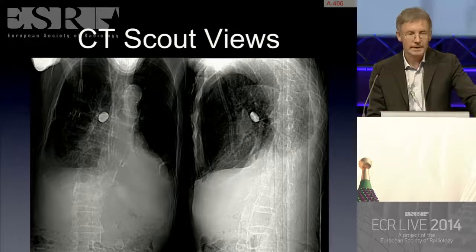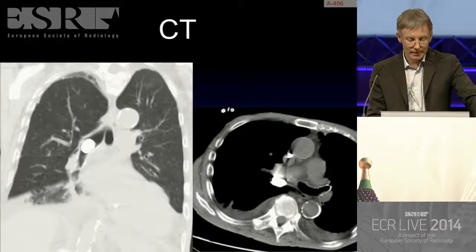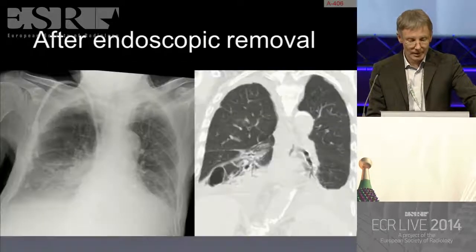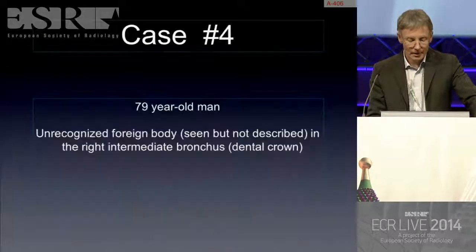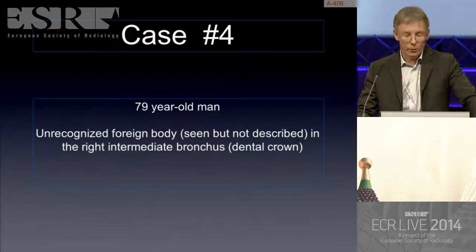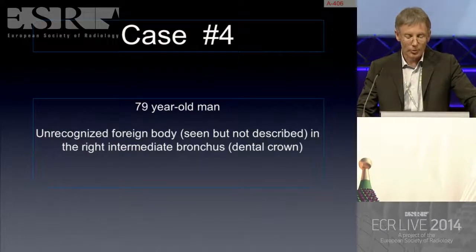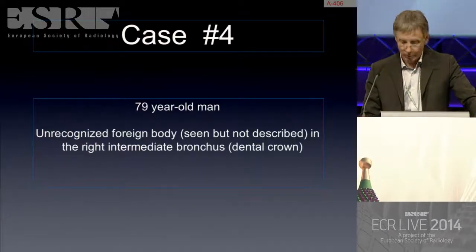And you can clearly see that there is an abnormality now in the right intermediate bronchus on these 2 scout views. And this is a foreign body, an aspirated dental crown, simply not reported, although it was seen on the chest X-ray. After endoscopic removal, you can see partial re-expansion of the right lower lobe atelectasis. So an unrecognized foreign body, seen but not described, in the right intermediate bronchus, a dental crown, an example of a cognitive error.